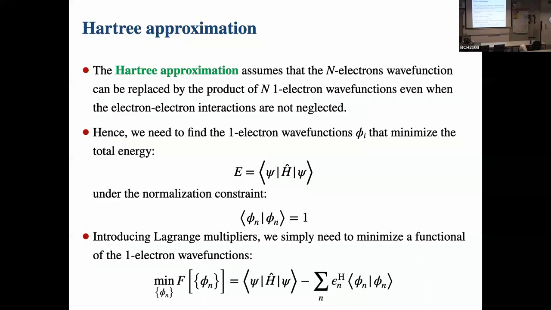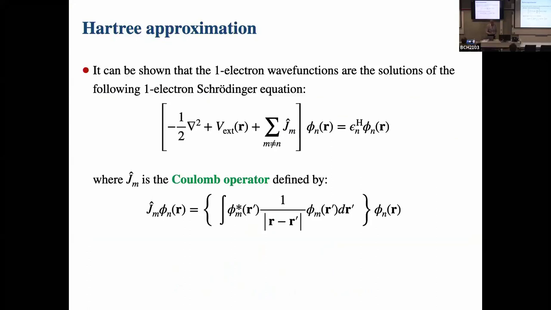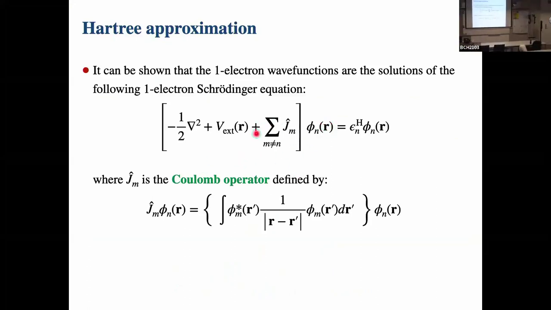If you do that and you enter that form of wave function in this equation, and you want to minimize it under the constraint that these one-electron wave functions are orthonormal, you just need to minimize this functional of these wave functions, where we have the energy, and then we have introduced some Lagrange multipliers for the constraint that we have for the one-electron wave functions. Okay. So if you do that, you end up with a Schrödinger equation, which is a one-body Schrödinger equation, as we were looking for. So that's a simple way to get to that.